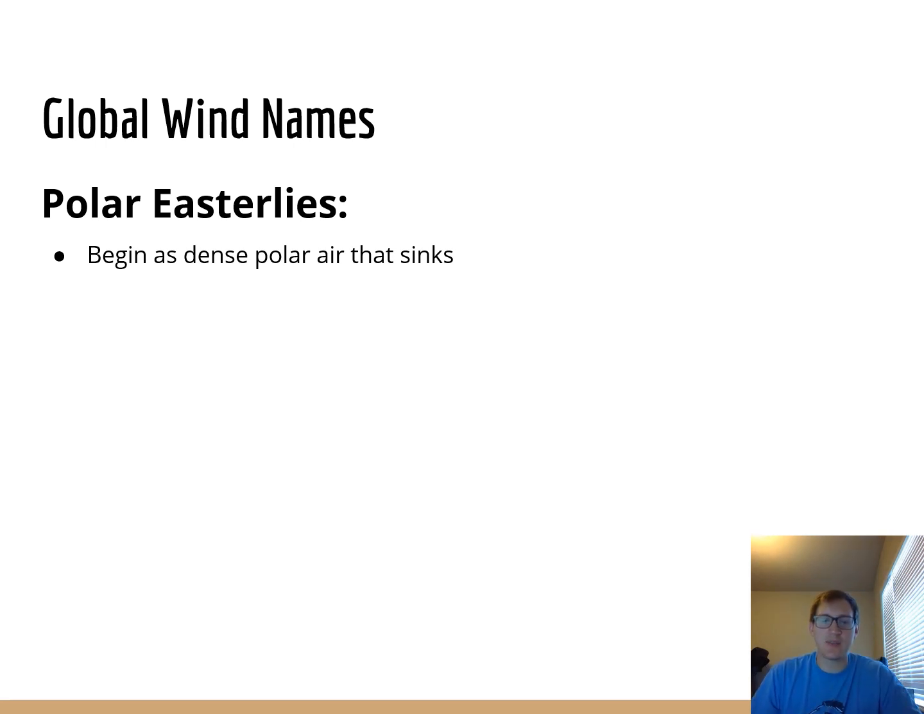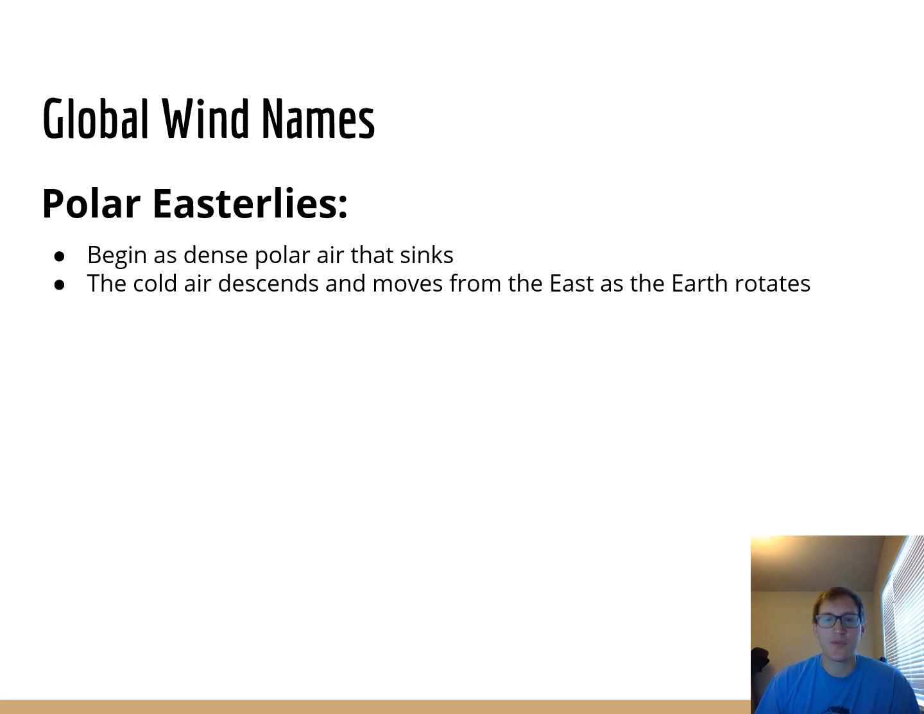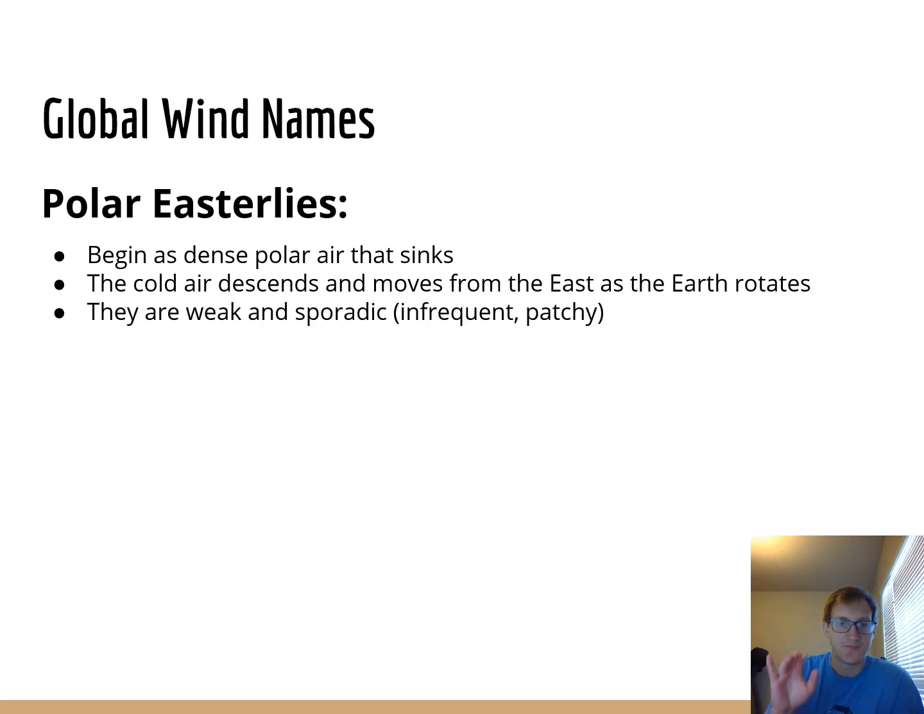These begin as dense polar air sinks, because remember we know all about convection from our work with the sun and our work with ocean currents. Cold air is going to sink, warm air is going to rise. The cold air descends and moves from the east as the earth rotates, so it's coming from east to west, from where the sun comes up to where the sun goes down. That's typically opposite of the wind that we get in North America. These are weak and sporadic, infrequent and patchy. They can be really strong in places and really weak in other places, but they are sporadic as they move across our poles.